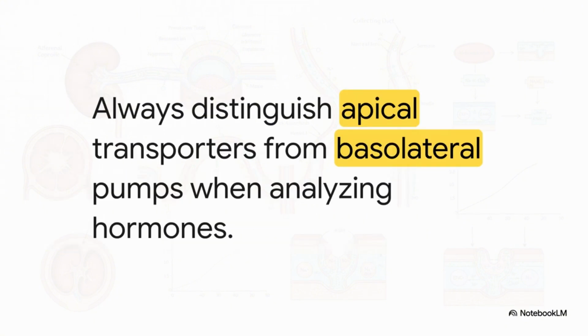Before we wrap up, I want to leave you with a massive practical tip. Always distinguish between apical transporters, the ones facing the lumen, and basolateral pumps, facing the blood. When you're analyzing a hormone like aldosterone or angiotensin II, knowing exactly which side of a cell it acts on changes everything. Just think about it for a second. How could a defect in just one of these localized microscopic cellular pumps entirely unravel a patient's systemic blood pressure loop? Keep that provocative question in the back of your mind as you review your textbook.